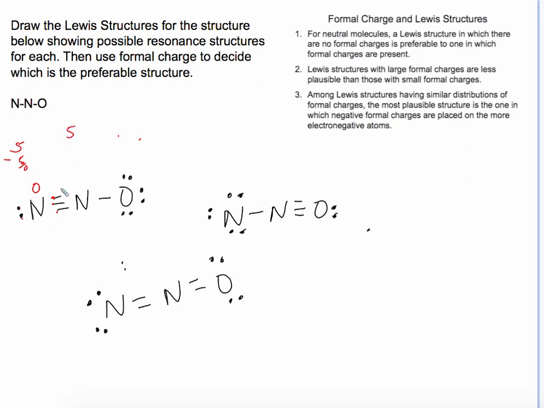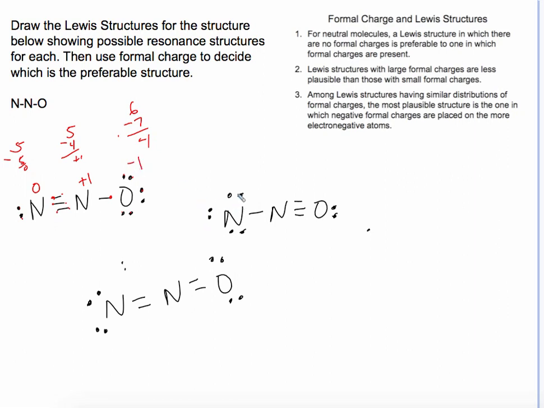Okay, this nitrogen right here. Nitrogen has 5 valence electrons, and it's showing 1, 2, 3, 4. So 5 minus 4 equals a positive 1. So I'm going to put a +1 there. Okay, this oxygen has 6 valence electrons minus 1, 2, 3, 4, 5, 6, 7. So 6 minus 7 is a -1.